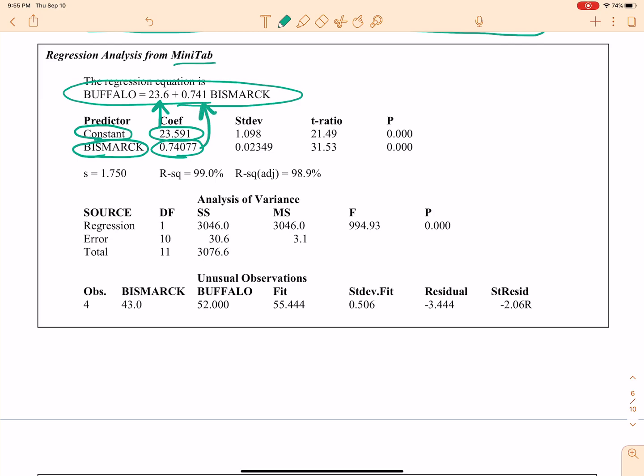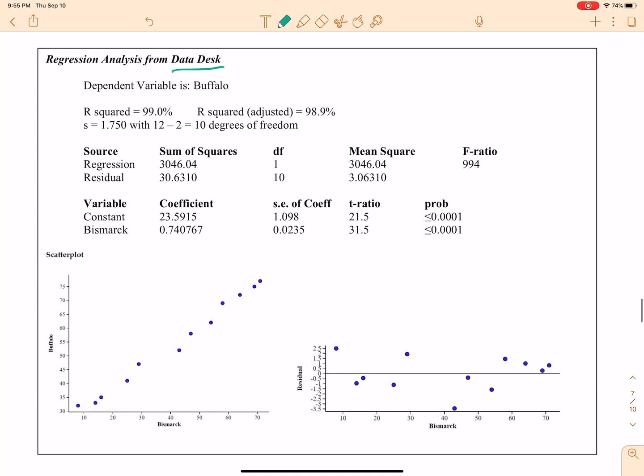And then again, they give you r squared, but we need to talk about something. They also give you r squared adjusted. We don't ever use adjusted. Also, it's important to point out, see this s right here? A lot of kids think that's slope. It's not. That is actually something that has to do with residuals. So we're not going to deal with that right now. Okay, so that's Minitab.